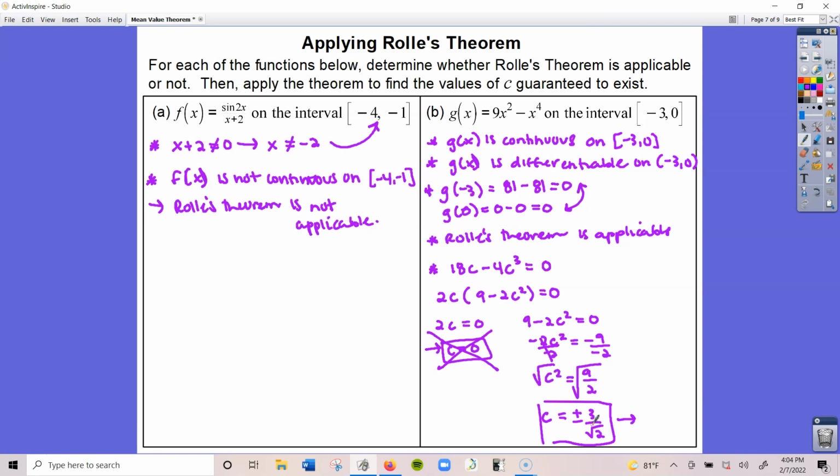But negative 3 over the square root of 2, the square root of 2 is 1 point something. So 3 divided by 1 point something is going to give you 2 point something, negative 2 point something. So this will be within the interval. So c is going to equal negative 3 over the square root of 2. This would be my final answer. So you always want to check once you have your values of c that that value is within the interval, not including those endpoints.